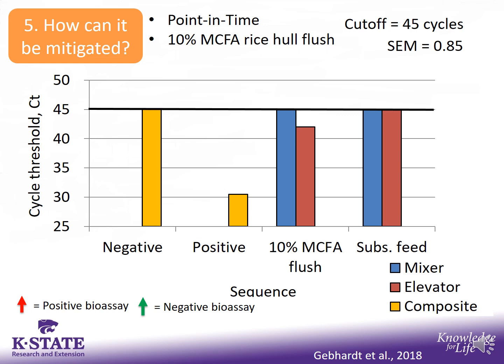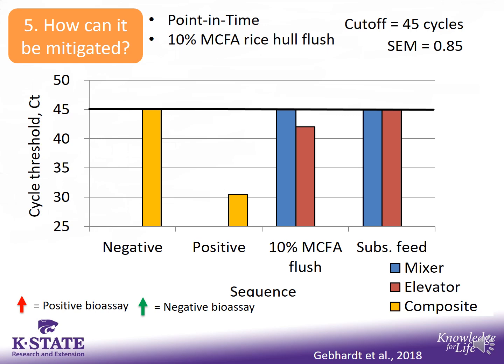A follow-up research project to help us better understand the capability of flushes or sequencing to allow us to reduce infectivity was reported by Gebhardt et al. in 2018. In this case, we manufactured a PEDV negative diet, and then we manufactured a PEDV positive diet in the same mixer. After that, we flushed the mixer with a rice hull flush of irradiated rice hulls that had been combined with a 10% inclusion level of medium chain fatty acids, a 1:1:1 inclusion of C6, C8, and C10.